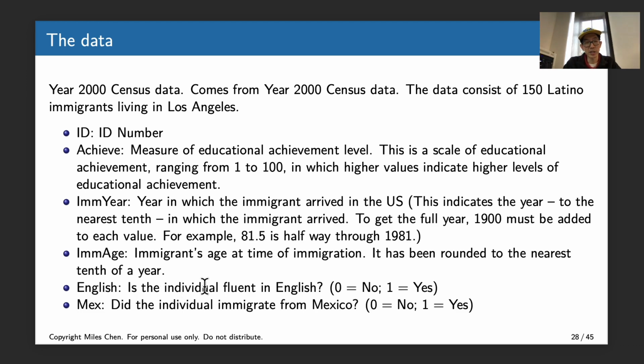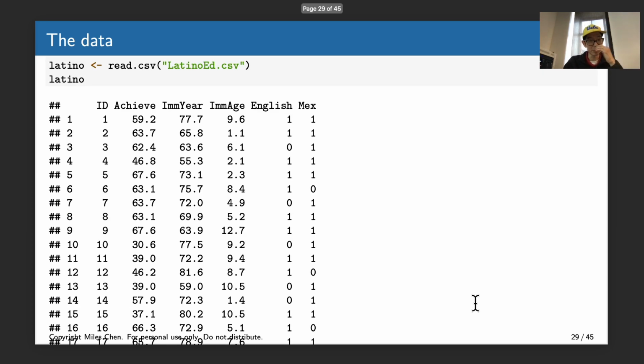Okay, other variables are the year in which they immigrated to the U.S., the age at the time of immigration, whether the individual is fluent in English, and then the variable that we're focusing on: did this immigrant come from Mexico or a different Latin American country? So this is all immigrants coming from Latin American countries. Is it Mexico or some other Latin American nation? That's the thing we're going to see. Is there a link between that and educational achievement? So this is really the question. This column, did they come from Mexico or somewhere else, is here, and then their educational achievement.